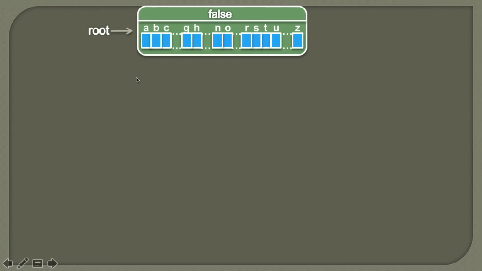Friends, in our previous tutorial we discussed that whenever we initialize a trie class, root points to an empty trie node. Because in the constructor of the trie, we create a new trie node and we simply assign it to the root.